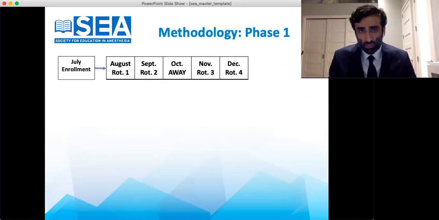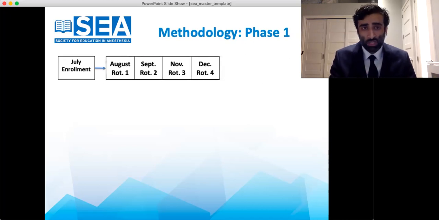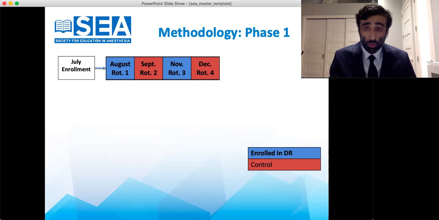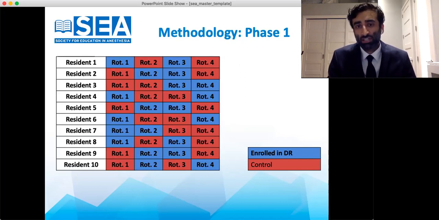To test this intervention, we conducted a prospective randomized crossover study with a repeated measures design. All residents were enrolled in July, and the study period was 4 months. We randomized the resident to be enrolled for 2 of the 4 months, the other 2 months serving as a control, and repeated this process for all 10 residents.